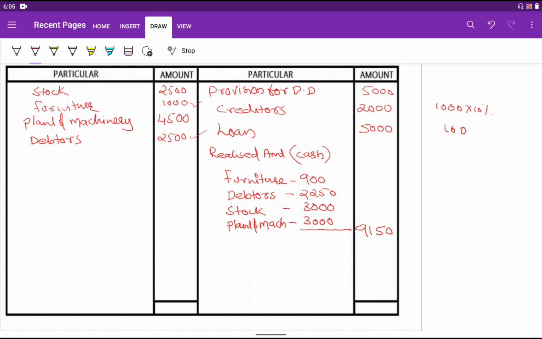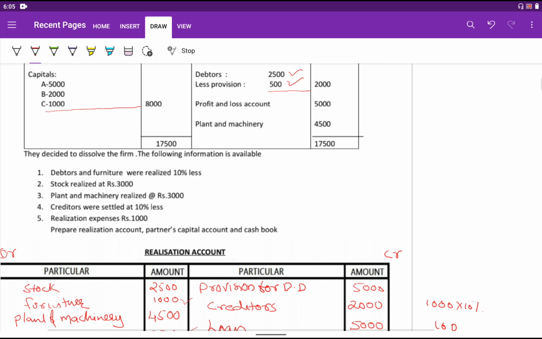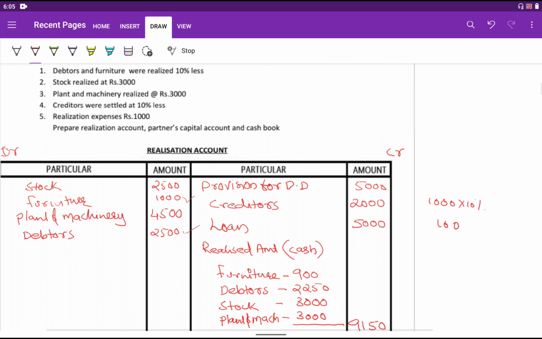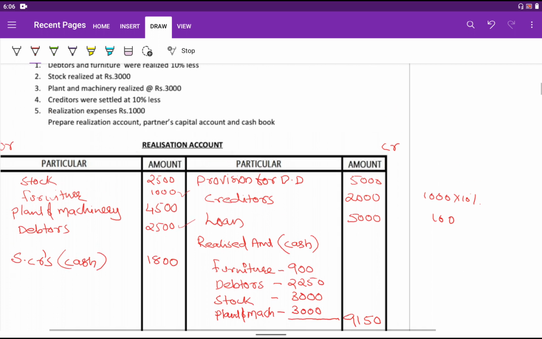Now we want to settle our liabilities, that is creditors and loan. Is anything given in the question? Creditors were settled at 10% less. That means the actual value of creditors is 2000, settled with 10% less through cash. 10% less means 200 will be less, so we gave only 1800 to creditors.